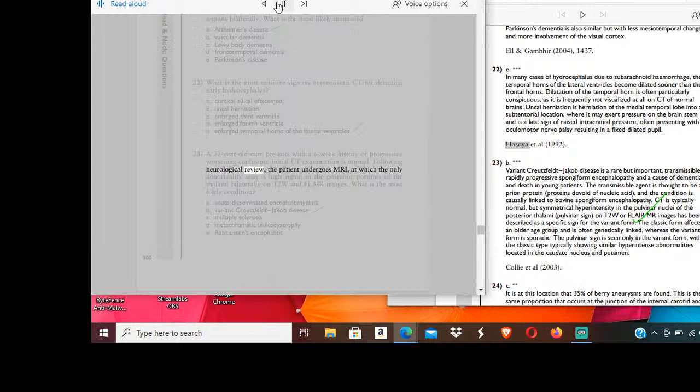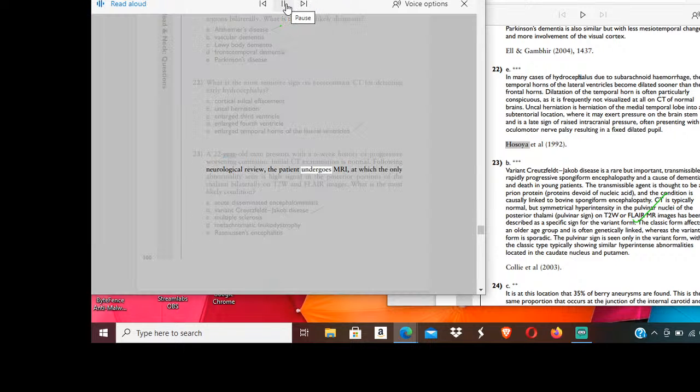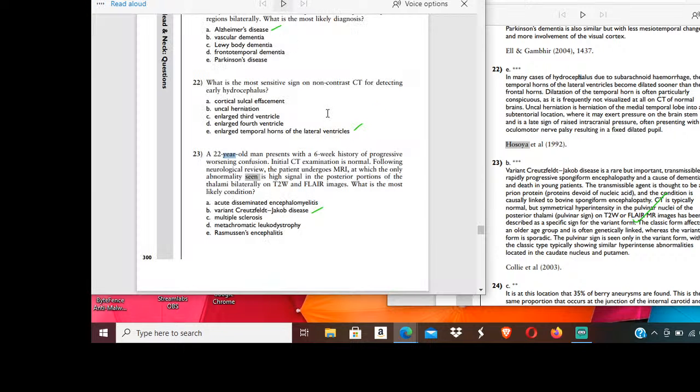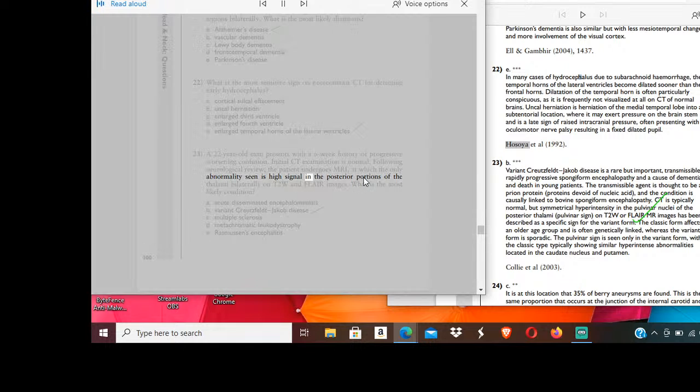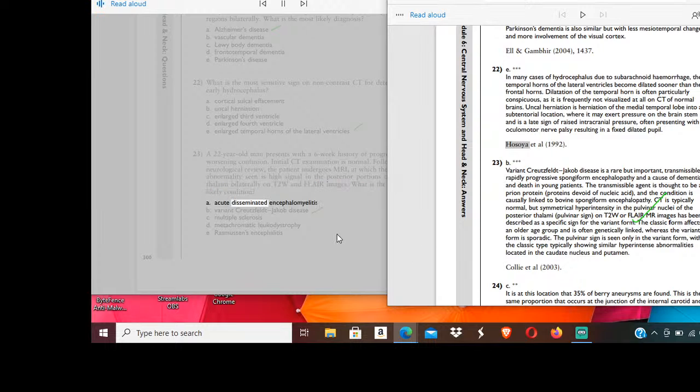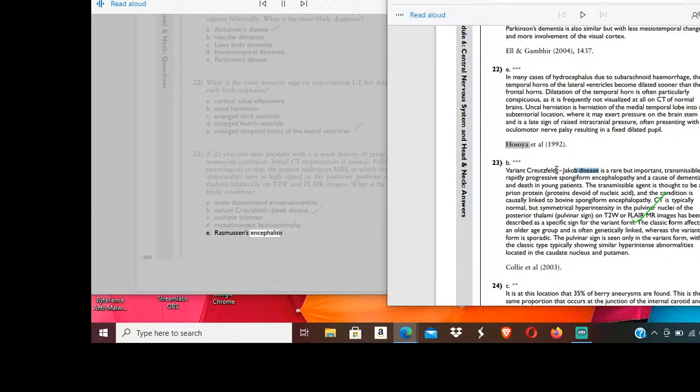Following neurological review, the patient undergoes MRI, at which the only abnormality seen is high signal in the posterior portions of the thalami bilaterally on T2W and FLAIR images. What is the most likely condition? A. Acute disseminated encephalomyelitis. B. Variant Creutzfeldt-Jakob disease. C. Multiple sclerosis. D. Metachromatic leukodystrophy. E. Rasmussen's encephalitis.